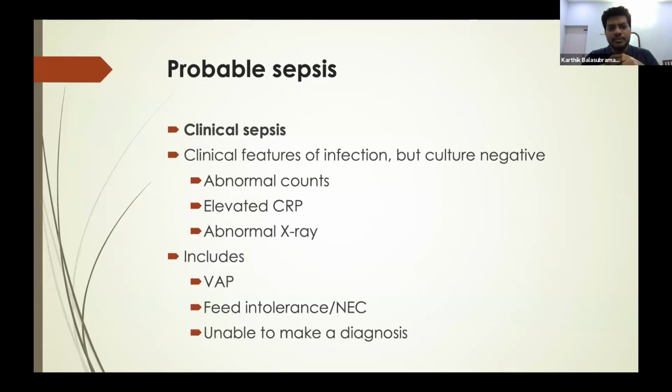The other important category is probable sepsis, where the baby has clinical findings suggestive of infection, and laboratory findings show abnormal counts, elevated CRP, and abnormal X-ray, but the culture is negative. You are not able to isolate an organism from the blood. So probable sepsis includes pneumonia, feed intolerance, NEC, and even situations where you are not able to make a diagnosis, sometimes you end up treating like probable sepsis.